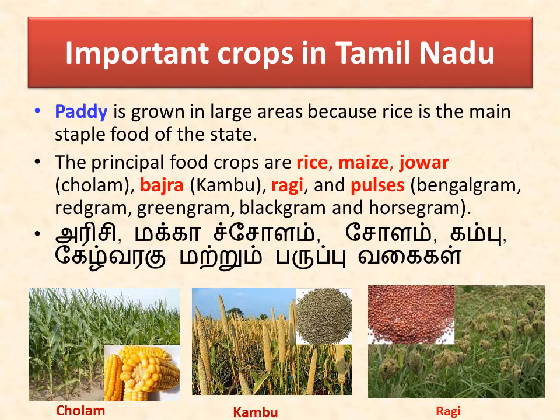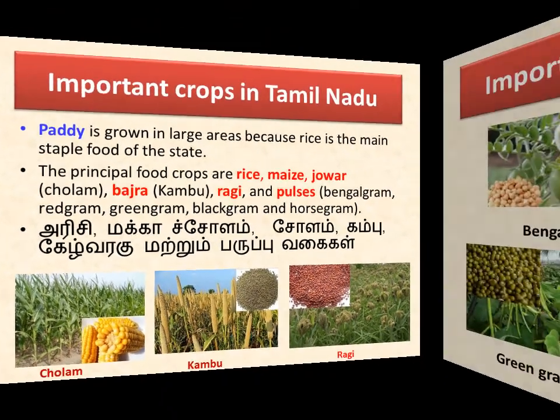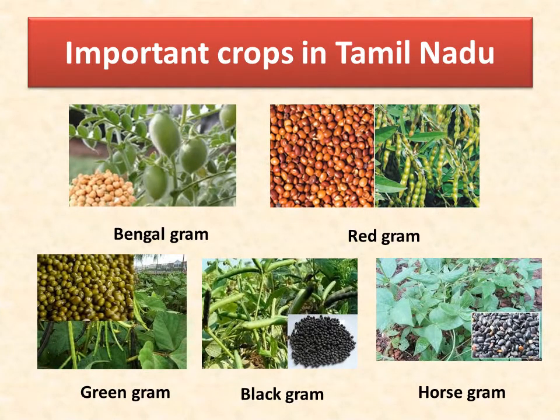The principal food crops are rice, maize, jowar or cholam, bajra or kamba, ragi and pulses, that is Bengal gram, red gram, green gram, black gram and horse gram. You can find all these food crops grown across Tamil Nadu. Dear children, you can find the picture of paddy field and maize or corn as we call it. Then you can see black gram and sugarcane.